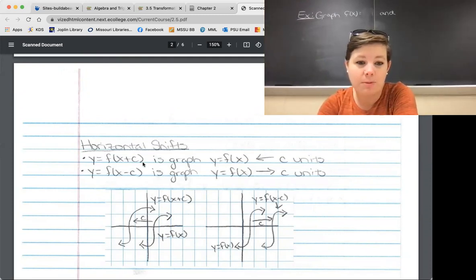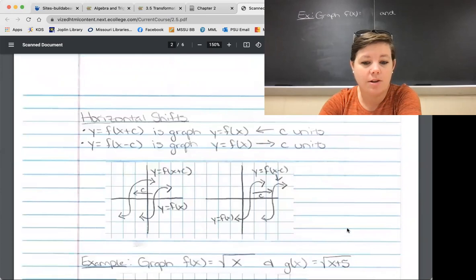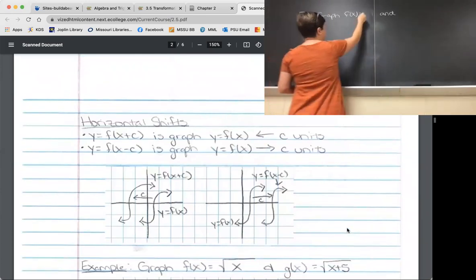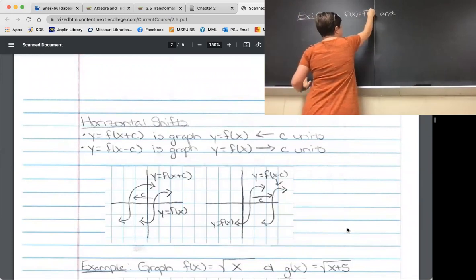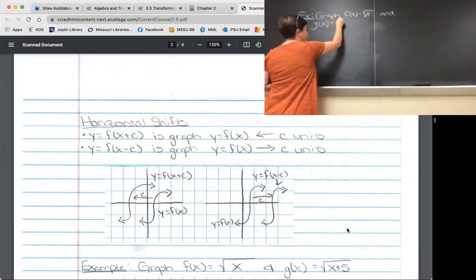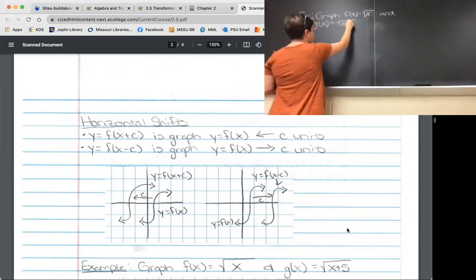The biggest thing to remember though is if it's inside the function, then it's a horizontal shift. If it's outside the function, it is a vertical shift. And so I'm going to do a specific example. F of x equals the square root of x, and g of x equals the square root of x, and I said plus 5.